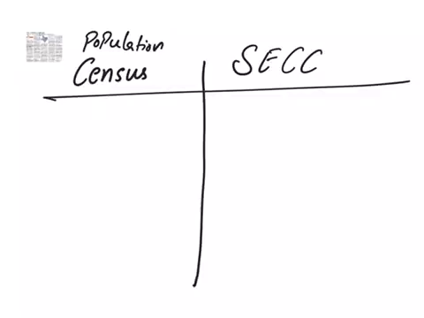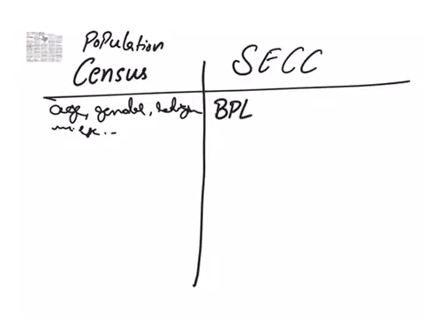Our Indian census is the single largest source that will provide us with a variety of statistical information based on different characteristics of people of India like age, gender, religion, migration, etc. Whereas the socio-economic and caste census will help the government to prepare the below poverty line list. That will help the government in identifying the beneficiaries for various welfare schemes.